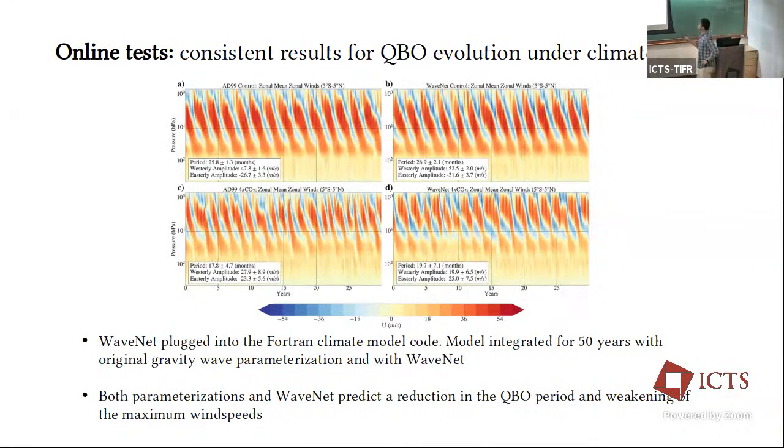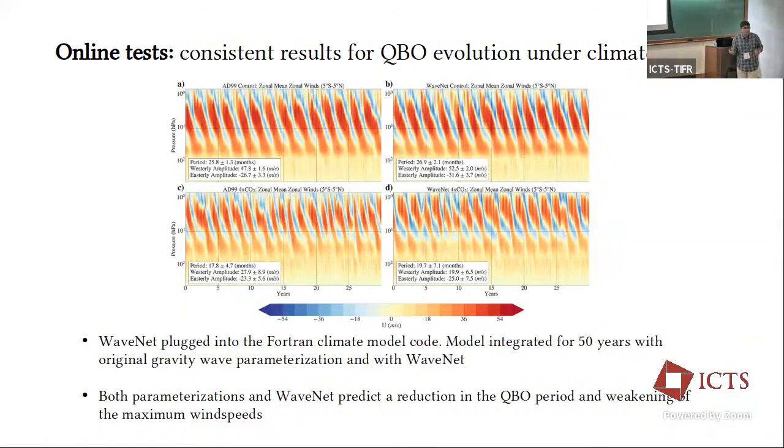And likewise, the wind strength reduces from 47.8 to 27.9 in the westerly phase for the parameterization, and likewise, the machine learning emulator also produces reduced westerly and easterly wind strengths. So again, it generalizes; I mean, it is consistent with the parameterized data.